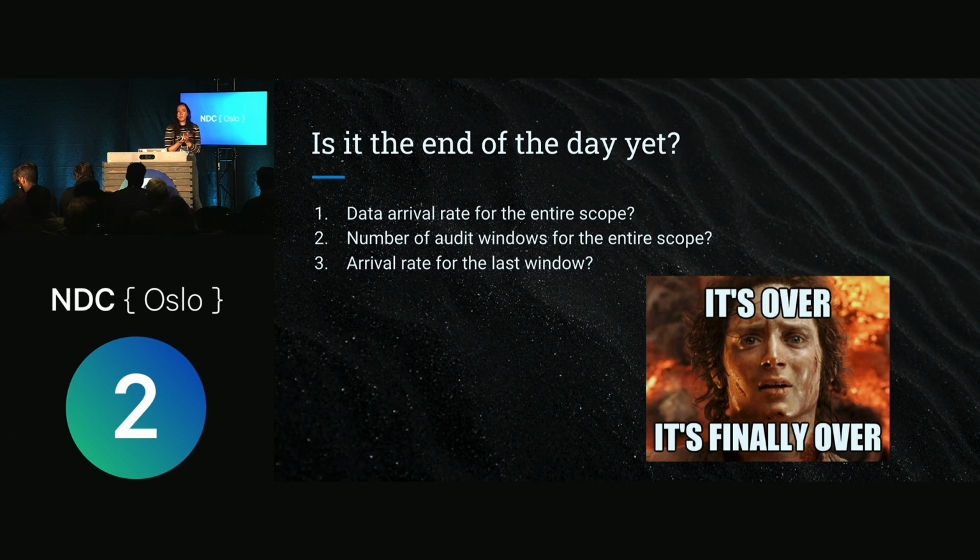And maybe we might get an OK answer for that. So we're just going to use that last window as an indicator. If the data arrival rate for the entire scope is fine, the number of windows for the entire scope is high enough, and the arrival rate for that very last window is also fine, then yeah, OK. Yesterday's over. We're fine. It is the end of the day.